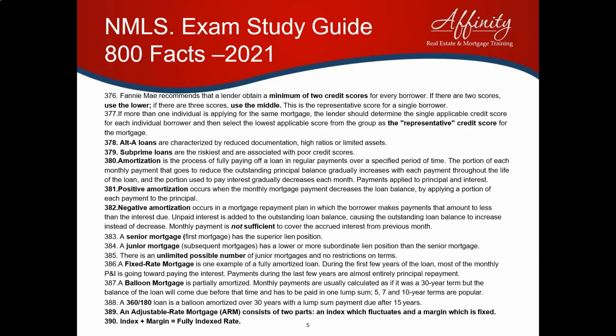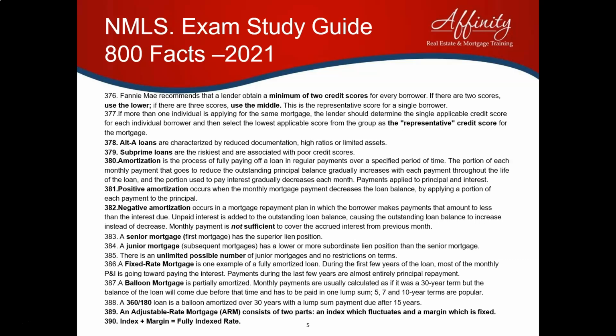A balloon mortgage is partially amortized. Monthly payments are usually calculated as if it was a 30-year term, but the balance of the loan will come due before that time and has to be paid in one lump sum. 5, 7, and 10-year terms are popular.